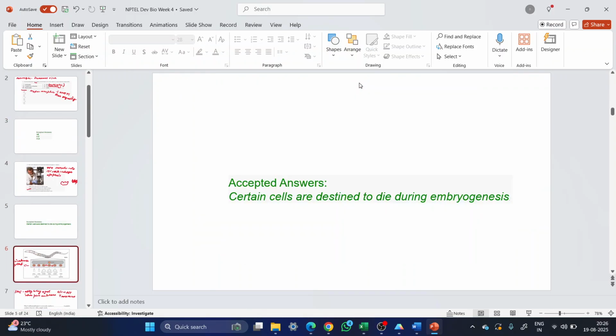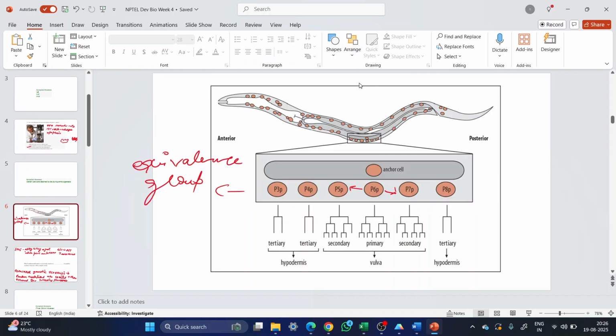Then we were discussing vulva formation. I already told you that these are the equivalence group. The anchor cell releases the inductive signals, and the cell closest to the anchor cell receives the maximum amount of signal and becomes the primary vulva cell. The cells adjacent to the primary vulva cells become secondary vulva cells because they receive lateral signaling, lesser than the primary vulva cells. And P3, P4, P8 do not receive any signaling at all, so they become tertiary, which ultimately becomes the hypodermis.